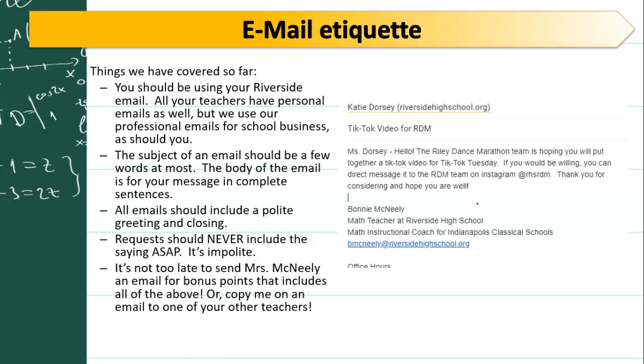Here's an example of an email that I wrote to Miss Dorsey. Notice that I have addressed it to her. It's from my school email address. I have a quick subject line so that she knows exactly what it's about. The body has complete sentences. It starts with a polite greeting. It has a polite closing. I don't expect that she's just going to do what I ask. I thank her for considering it, and I tell her exactly what I need her to do if she is willing to do it. So don't forget bonus points for sending me an email with all of these things covered.